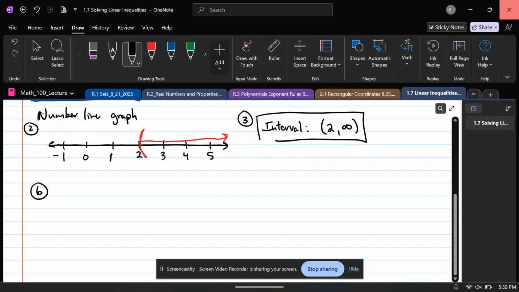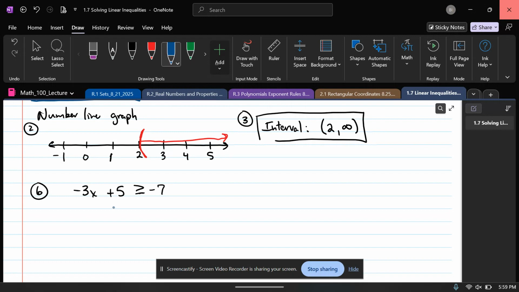Example B. Negative 3x plus 5 greater than or equal to negative 7. So it's got the equal to mark underneath it there. That little bar underneath, that's the equal to mark. So this is greater than or equal to. But the solving is the same way as we solve an equation. So what's our first step? Minus 5. That's going to cancel out. I got negative 3x greater than or equal to negative 12.